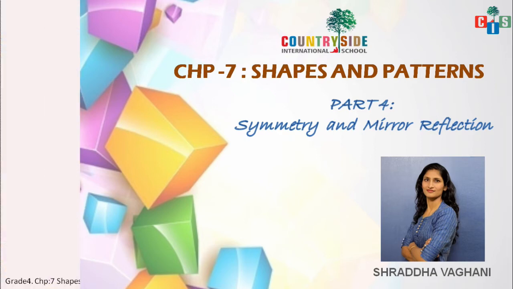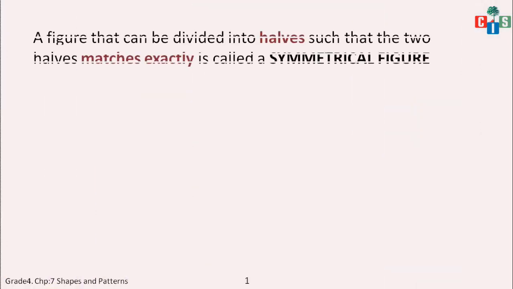First of all, I will teach you what is symmetry. A symmetrical figure, what is it exactly? Any figure that can be divided into halves such that the two halves match exactly is called a symmetrical figure. If you divide any figure into two halves in such a way that both the halves are exactly the same, then that figure is known as a symmetrical figure.